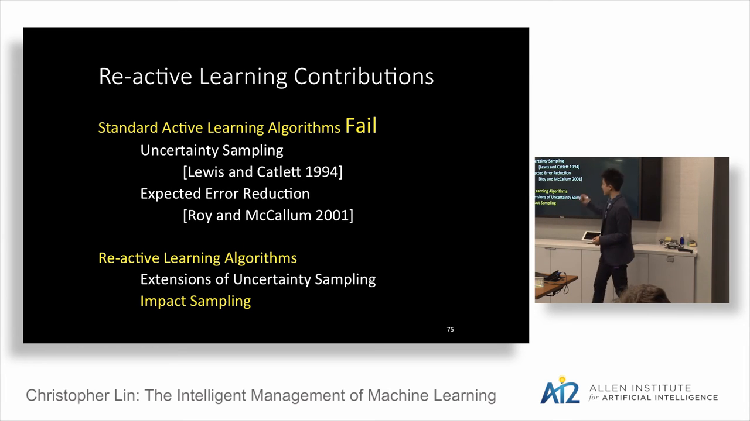And so here are the contributions that we've made with respect to reactive learning. So first, we show that standard active learning algorithms fail, in particular, uncertainty sampling and expected error reduction, which are both popular active learning algorithms. They both perform extremely poorly on the new reactive learning setting. And then I'm going to show you new reactive learning algorithms that we came up with, in particular extensions of uncertainty sampling and a completely new algorithm called impact sampling. And then I'm going to show that, surprisingly, impact sampling is actually, in some ways, a generalization of uncertainty sampling.